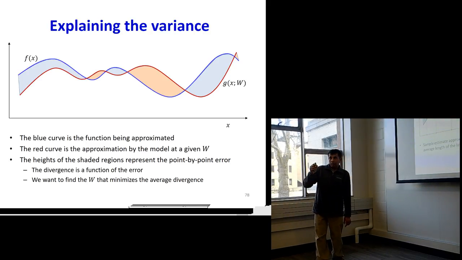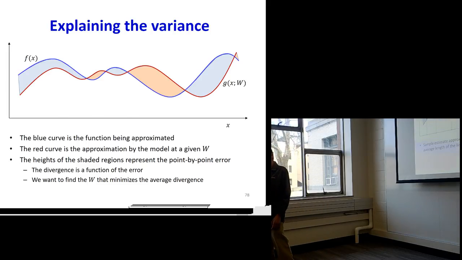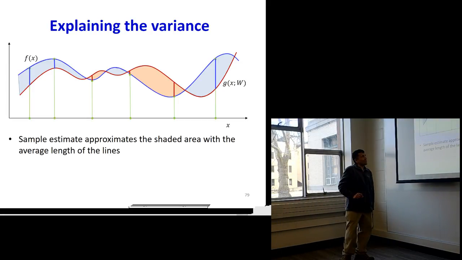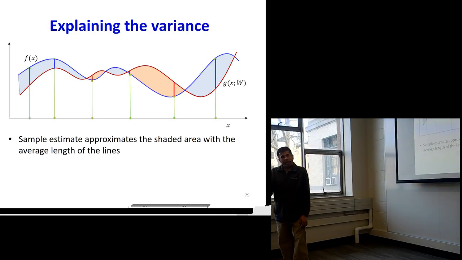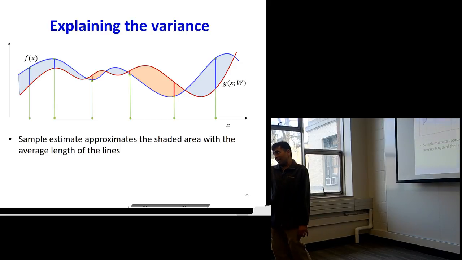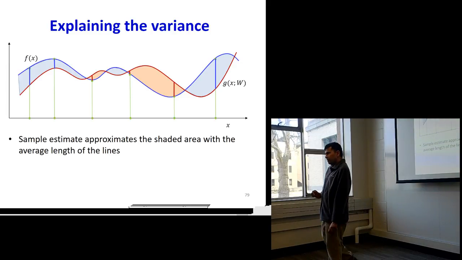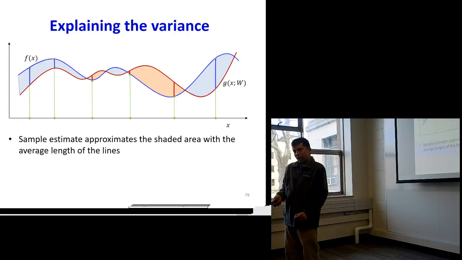So for each of these samples, I have some error, which is shown by the blue or the red lines, right? And what I will do is to average out the squared values, squared magnitudes of these lines. And I'm going to be approximating the shaded area with the average length of these lines, right? And if I minimize the average length of these lines, my hope is that this also minimizes the shaded area. This is basically what empirical risk minimization is doing. It's approximating the area of the colored regions of this figure with the average length of the colored lines that you have in the plot, right?